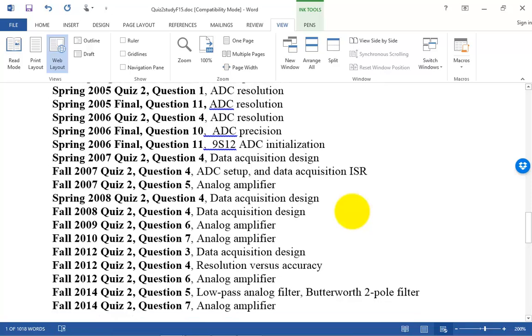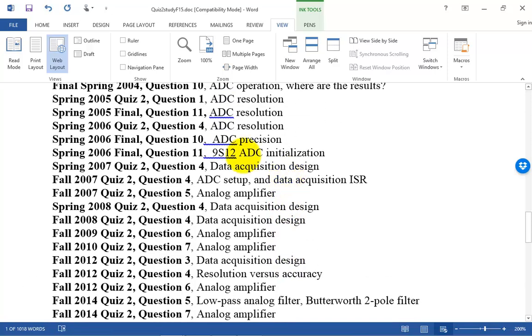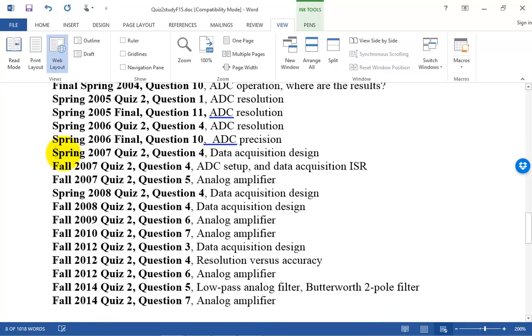The other advice is to work backwards in time. Some questions really shouldn't have been in the study guide, like who cares about how to initialize the 9S12. If you see a 9S12 question back in the old ancient dinosaur days, just re-ask the question with the ARM, I guess. Or somebody needs to take that out, because nobody cares about the 9S12 anymore.